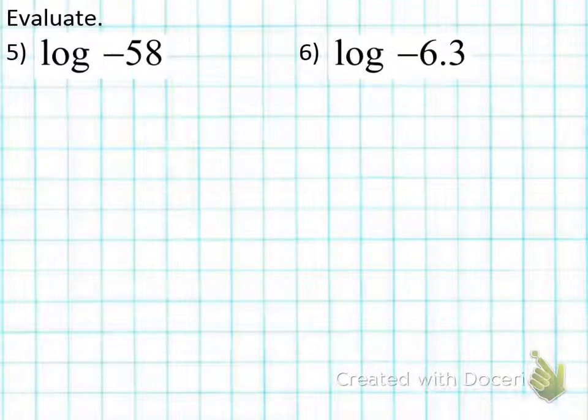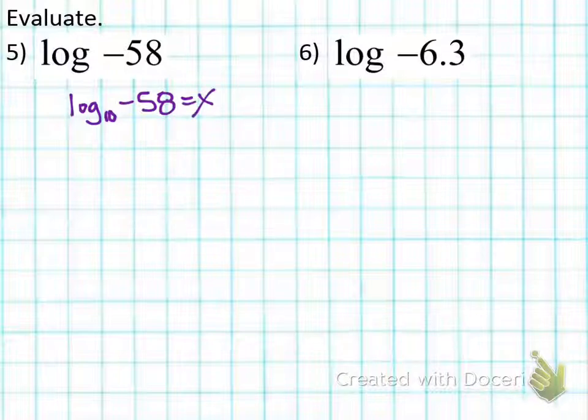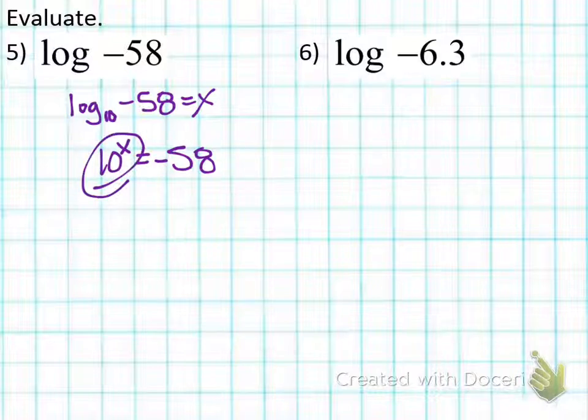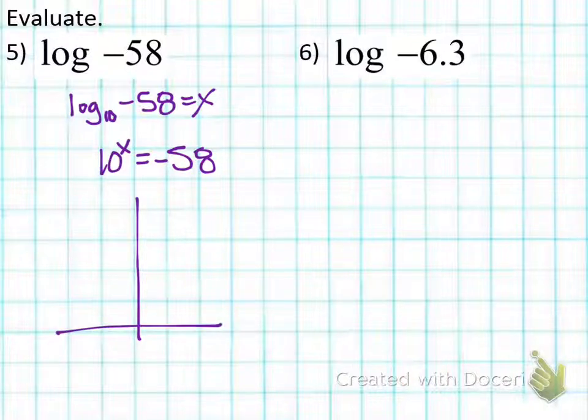Okay, so now 5 and 6, let's look at number 5 first. This is like log base 10 of negative 58 equals x. So 10 to what power equals negative 58? And this kind of goes back to yesterday's lesson. Remember that an exponential cannot be negative, okay?